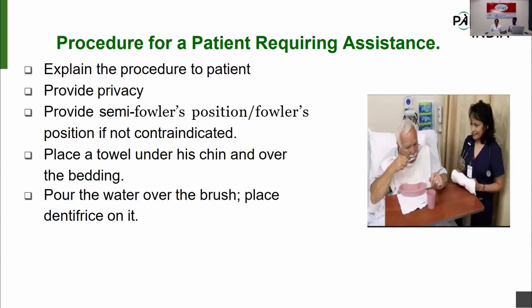So the procedure for a patient requiring assistance, what all things will we do? Before doing a procedure, we have to explain the procedure to the patient. We have to ensure privacy. That is very important. We have to provide a semi-Fowler's or Fowler's position to the patient if not contraindicated, and place a towel under the chin and over the bedding area.